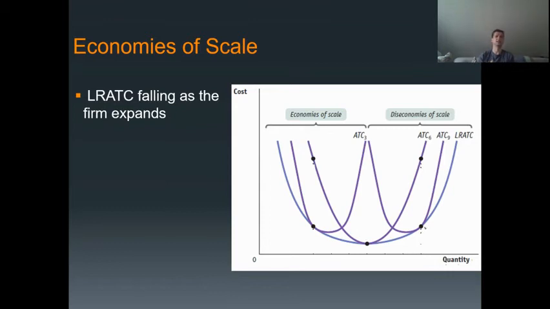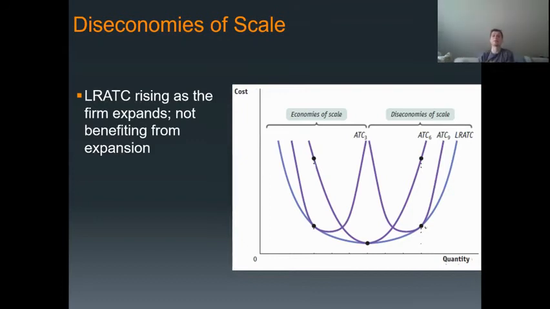If it is helping our efficiency, then we're experiencing economies of scale. So our LRATC is falling as the firm expands. So this is things like buying in bulk and mass producing things becomes cheaper as you produce more of the good. So that's economies of scale. So your output is rising faster than your cost.